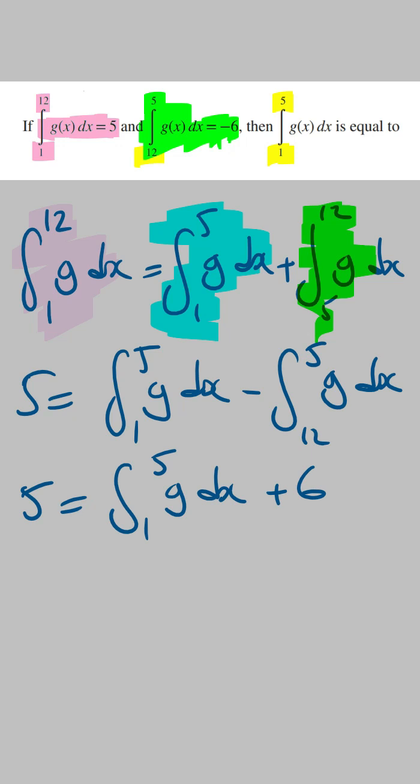From here we just make the integral the subject, and so taking the 6 to the left hand side, we're going to get the integral from 1 to 5 of g dx is going to equal 5 minus 6, which is equal to minus 1.